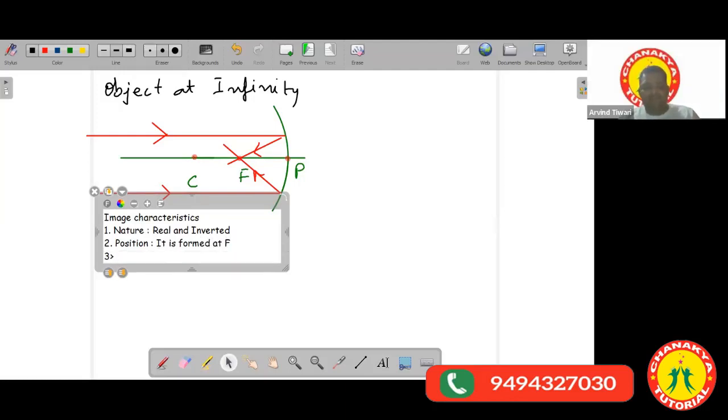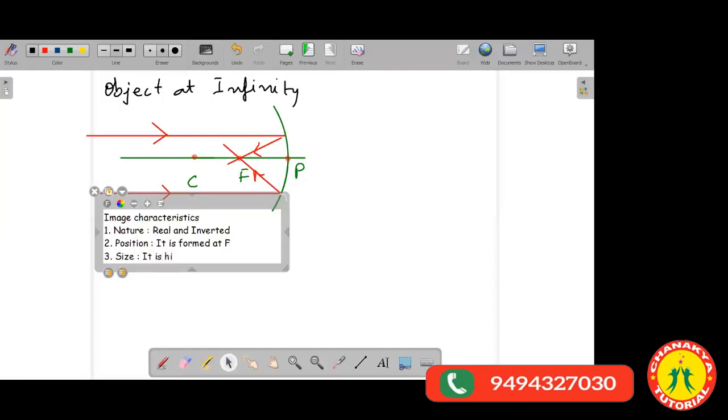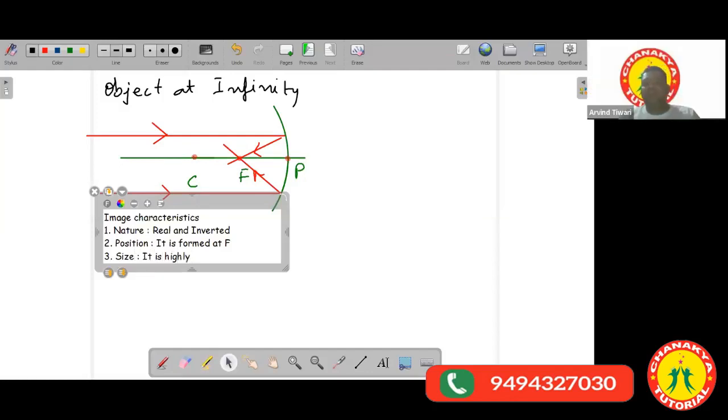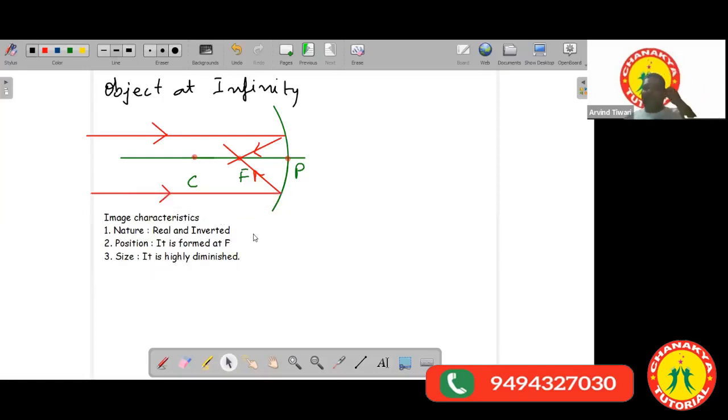Then what about the size? Meher, what about the size? Sir, I don't know. Okay, so image formed will be highly diminished. Highly diminished means it will be very small. Suppose you have a tree whose height is about 10 meter. You will get its image which will be nearly about 2 centimeter or 3 centimeter. So you will get the image to be highly diminished. That means a very small image will be formed at focus. These are the characteristics and the ray diagram for the object situated at infinity.